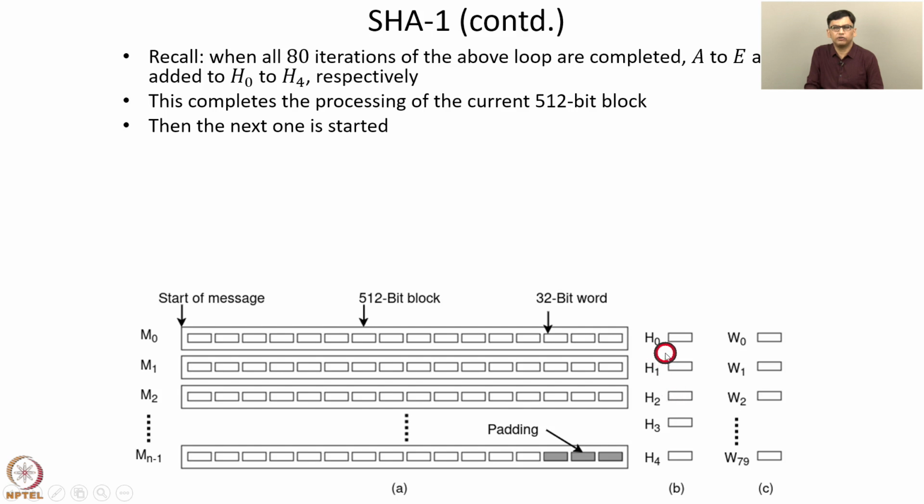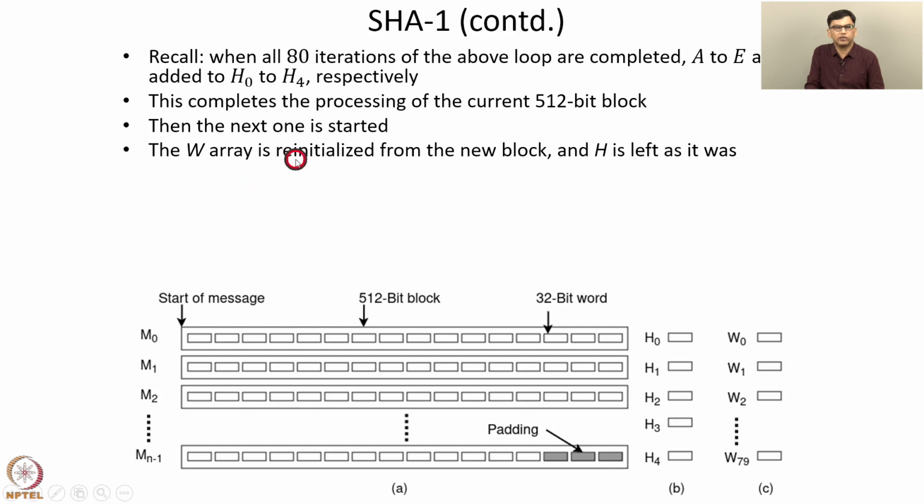So they are initialized to some constants that are specified in the standard. Then the first chunk M0 is processed, and then the values of H0 to H4 change to some other values. Then the next chunk M1 is taken, and these registers further change, and so on and so forth. So when the last chunk Mn-1 is processed, after this the registers H0 to H4 have certain values, and they are output as the final output of the hash function.